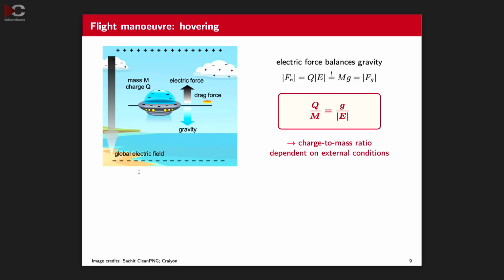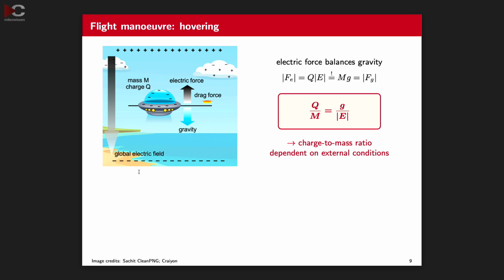Let's now have a look at the first example, a very simple example, the case of the flight maneuver which is called hovering, meaning this UFO stands still in the air. As you can see in the left picture, standing still means a balance of two forces. On the one hand side, the electric force now points upwards towards the positively charged ionosphere, because I have assumed that I have put a negative charge on the surface of my UFO. The charge is denoted by capital Q.